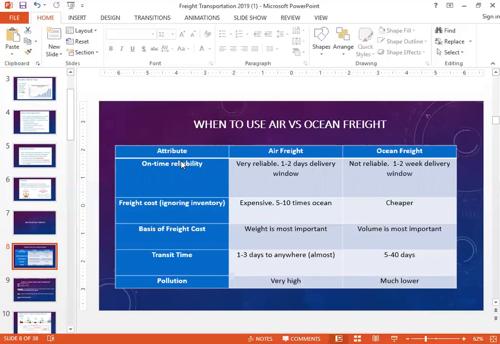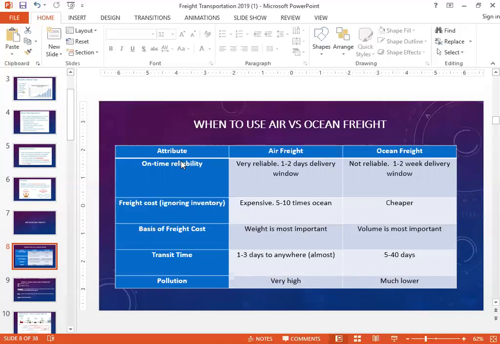So let's talk about on-time reliability. Generally speaking, airlines are a lot faster than ocean freight. To give you an idea, for the same distance from one country to another, if you send it by air, it will take 1 to 2 days. But if you send it via ship, it will take at least 1 to 2 weeks. And generally with air freight, you can be sure exactly when the goods will reach the final destination, whereas with ocean freight, it's not 100% reliable. You can't always pinpoint exactly what time and day the goods will reach.